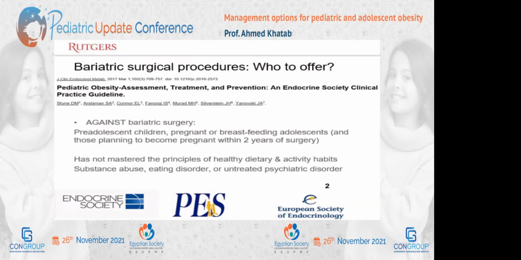The Endocrine Society Clinical Practice Guidelines are against bariatric surgery in pre-adolescent children, pregnant or breastfeeding adolescents, and those planning to become pregnant within 2 years of surgery, and in those who have not mastered the principles of healthy dietary and activity habits, and those with substance abuse, eating disorders, or untreated psychiatric disorders.